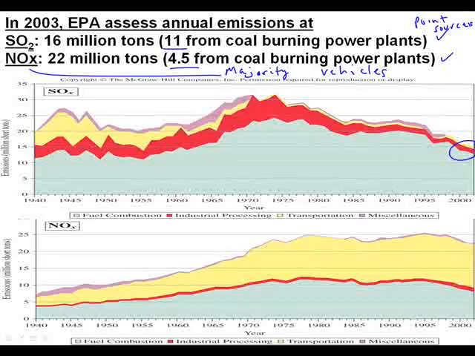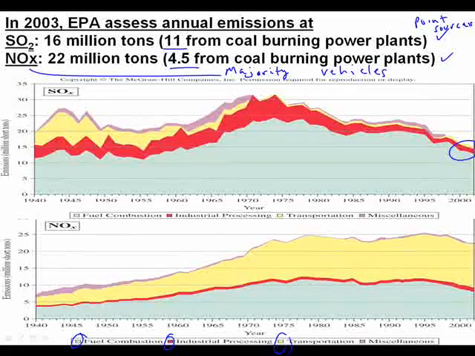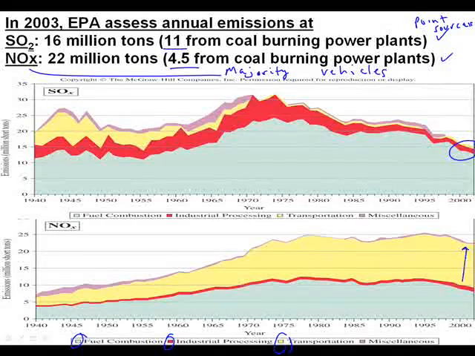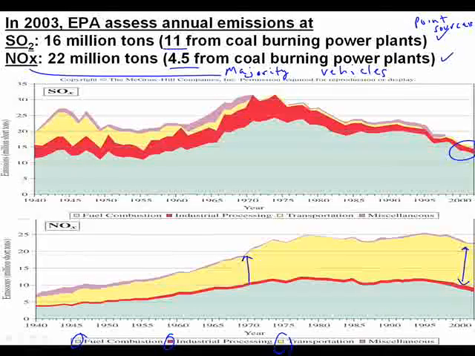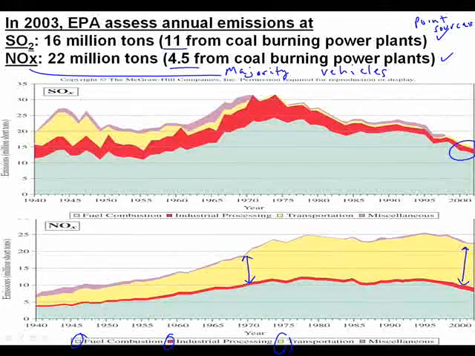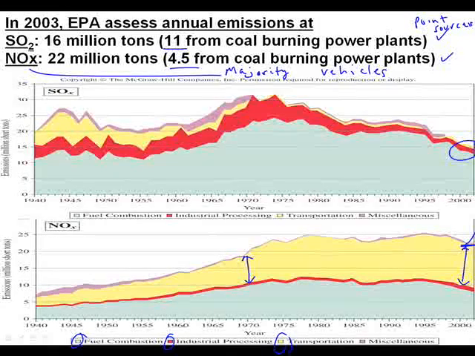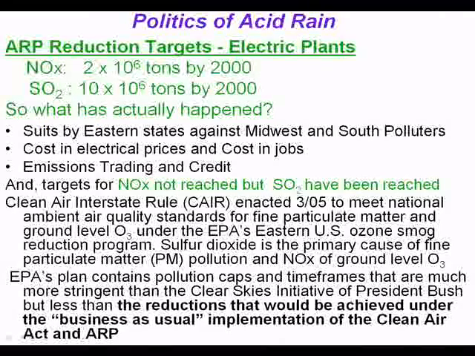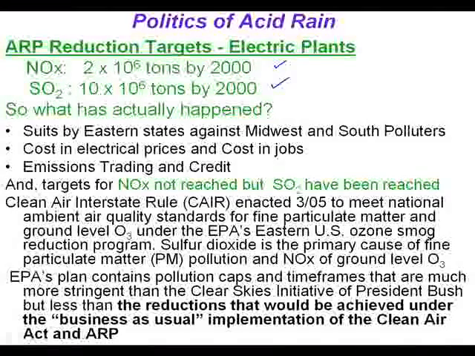Okay, now NOx though, NOx has fuel combustion, industrial processing, transportation. This is my vehicles. So you'll notice this has gone up tremendously. Okay, and we have a flattening of NOx. It may be even increasing as we go past 2002. So the targets here, this one is doing very well. This one has not. The eastern states are suing the Midwest and the South to reduce them even more. Costs in electrical prices have gone up. Costs in jobs are attributed to this.